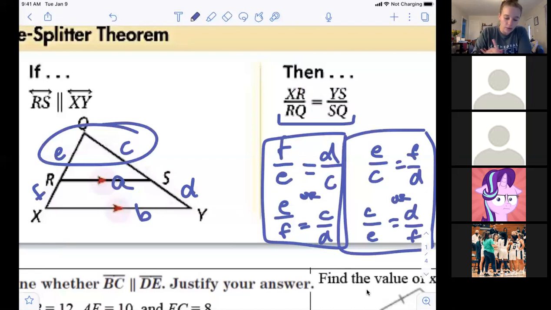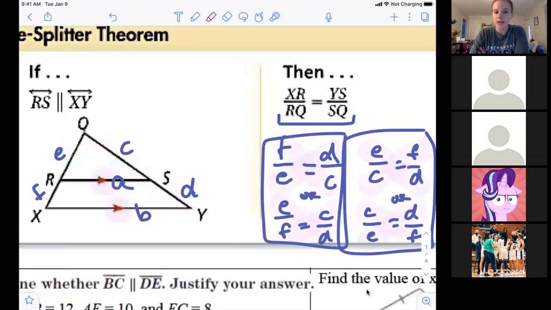And the reason I know that they say the same thing is when I go to cross multiply, f times c, f times c, f times c, f times c. We're doing f times c each time, and then we're also multiplying d and e together each time. So it doesn't matter which proportion you set up because you're going to get the same answer when you cross multiply. Now, this only works for the sides that are intersected by the parallel lines. It does not work for the parallel sides.